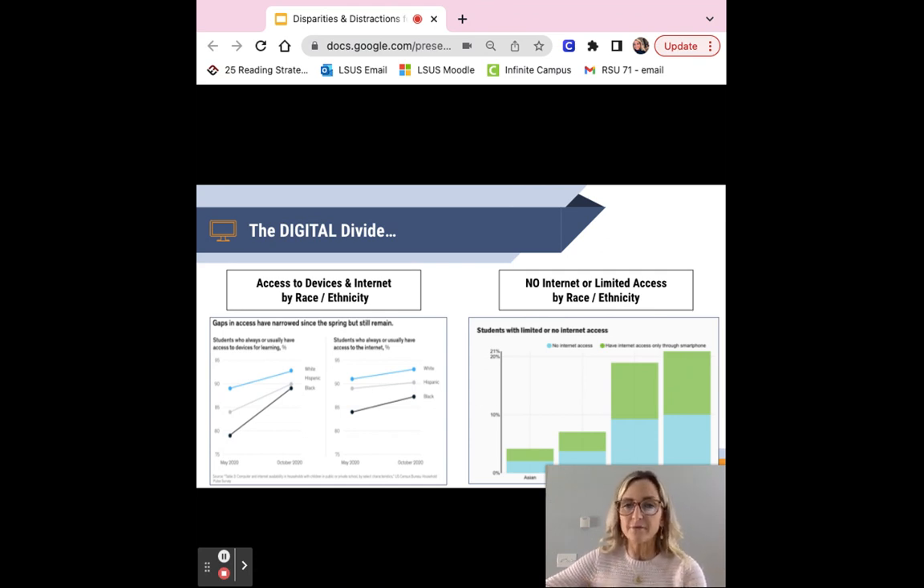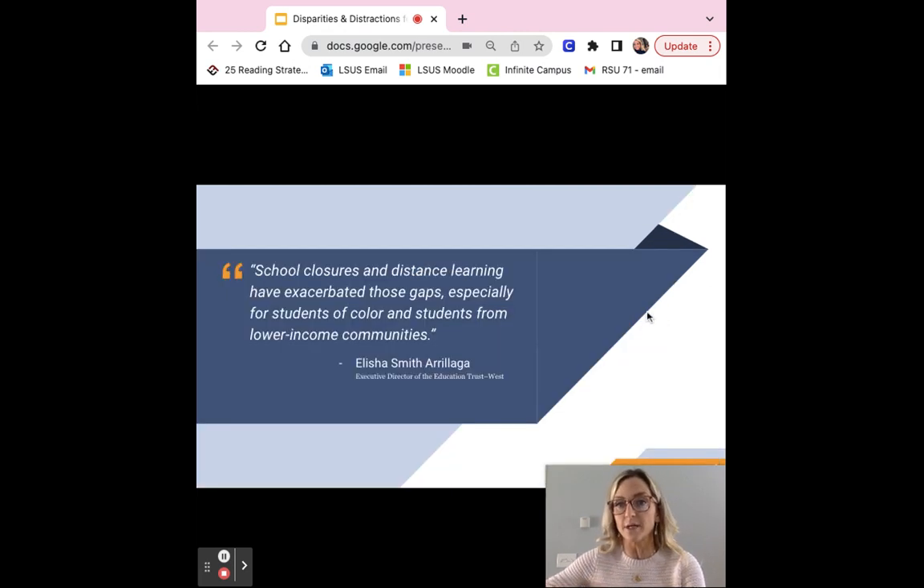The second graph over here pretty much shows the same thing. You can take time to look at it, but Black and Hispanic students continue to be more likely to remain remote and are less likely to have access to those prerequisites, which is a real problem when we're looking at online learning. I pulled a quote that I thought was very important in recapping what you just looked at: school closures and distance learning have exacerbated these gaps, especially for students of color and students from lower income communities.